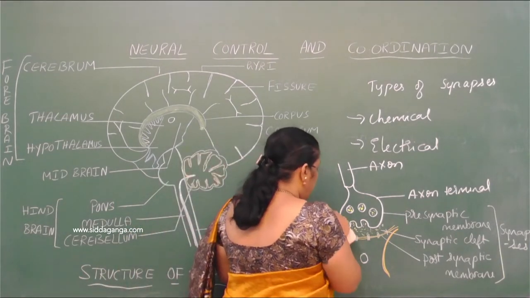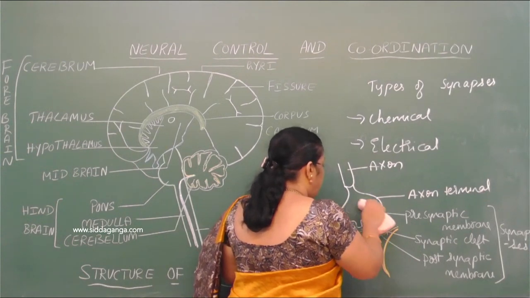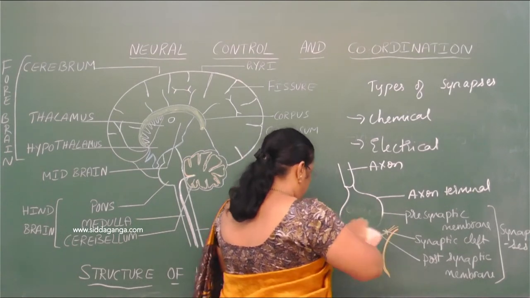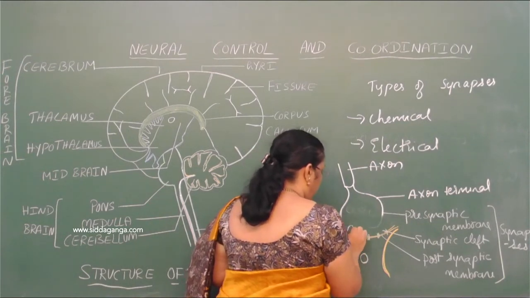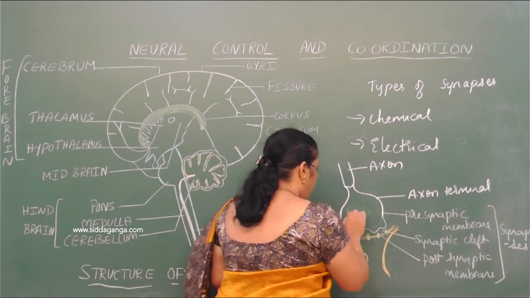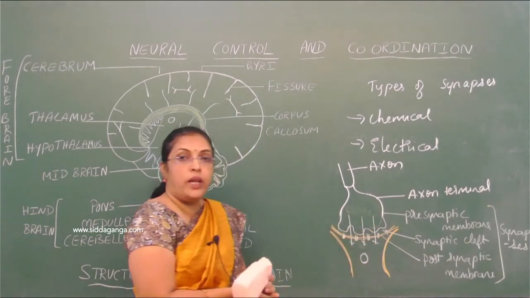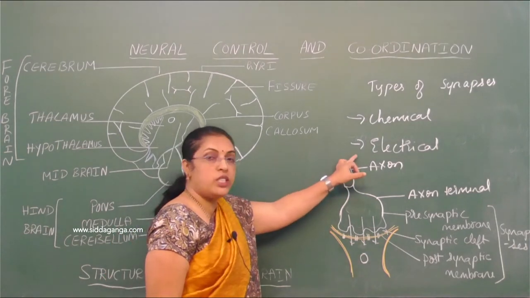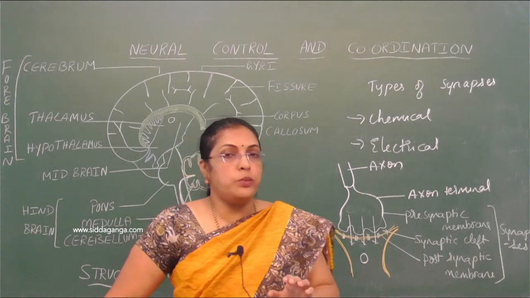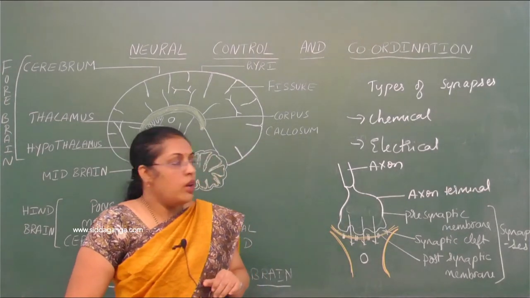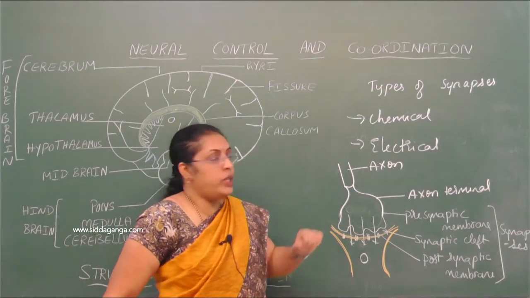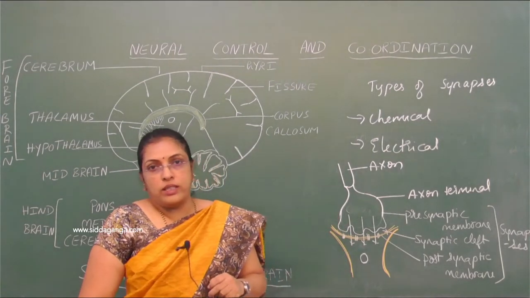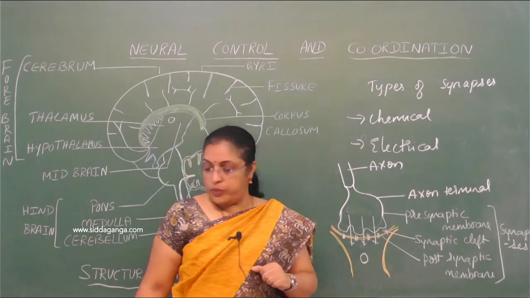Whereas in electrical synapses, neurotransmitters are absent. And we see very close association of axon of one neuron with the dendrite of another neuron. So direct transmission of impulse takes place from axon of one neuron to the dendrite of another neuron. In electrical synapses, there is no role of neurotransmitters. Understood? So in multicellular organisms, we see chemical synapses mainly, and electrical synapses are seen in some organs like the heart. So that is about types of synapses.